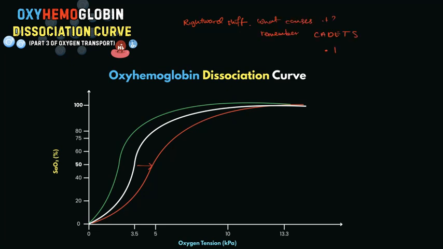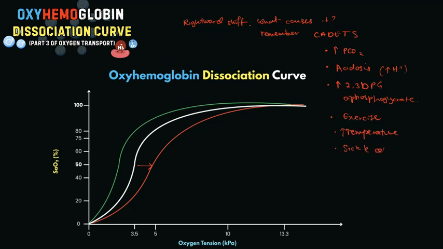Remember the mnemonic CADET, where we have C for increase in carbon dioxide, A for acidosis, where there is increase in hydrogen ion, D for 2,3-DPG, or diphosphoglycerate, increase in the level of 2,3-DPG, E for exercise, T for increase in temperature, and the presence of HbS, sickle cell hemoglobin, present in sickle cell disease.